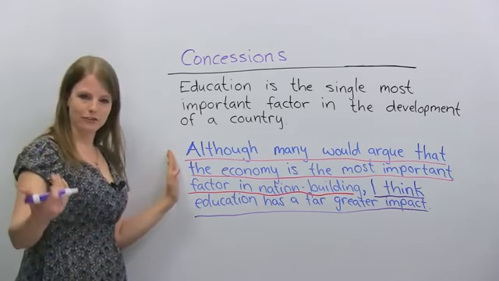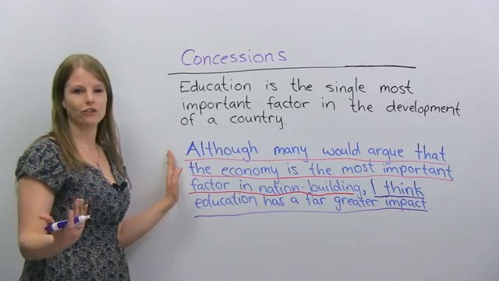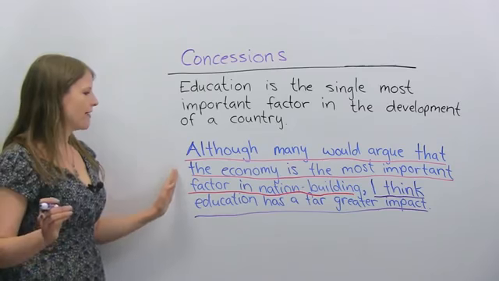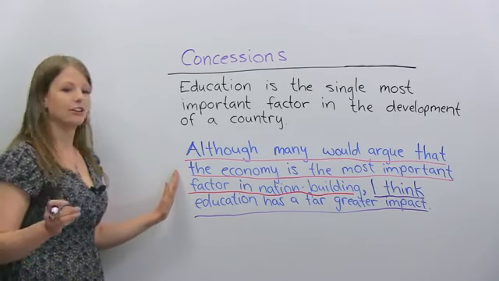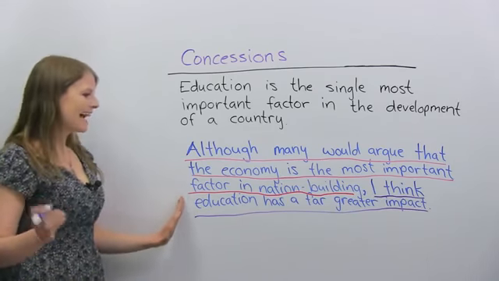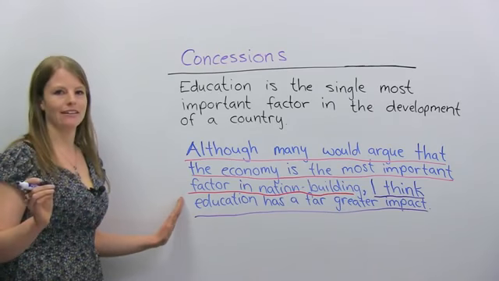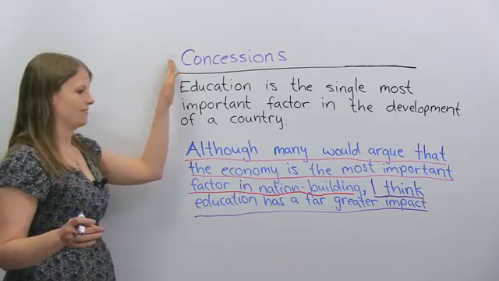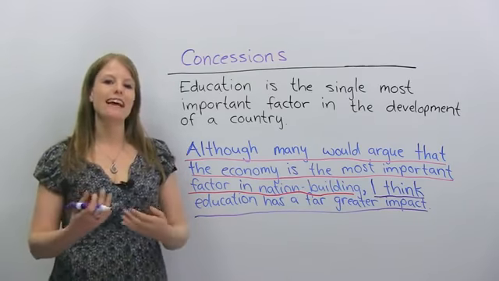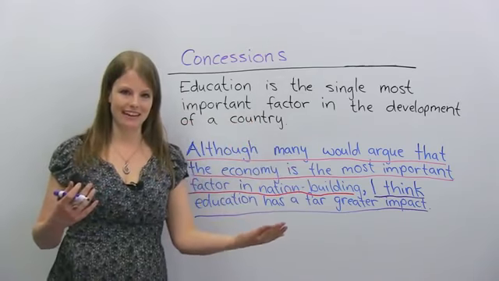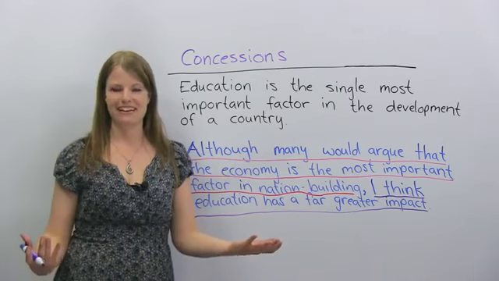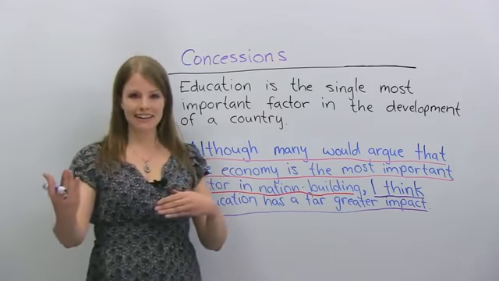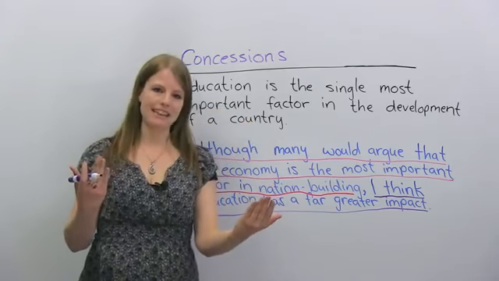My answer, okay, so I've changed some words and I've also changed the structure a bit, but there's one other thing I've added. Although many would argue that the economy is the most important factor in nation building, I think education has a far greater impact. So what I've done here is I've added a concession. A concession is where you say what the opposite opinion is, and then you say what your opinion is. So you're giving two opinions. You're giving your opinion and also what other people might think.